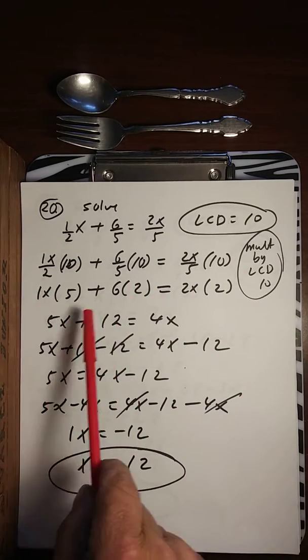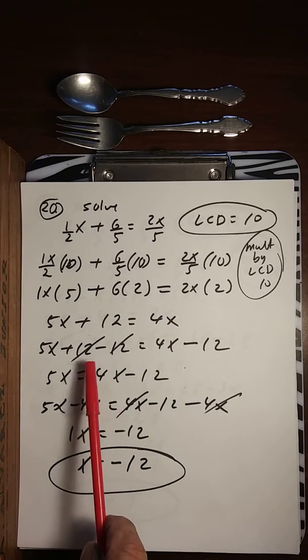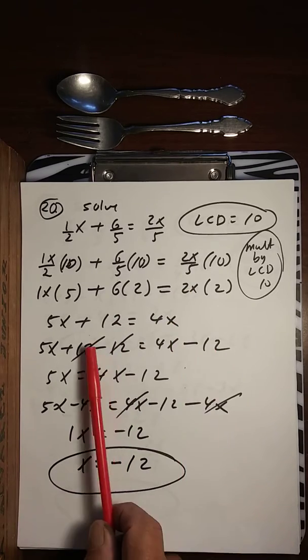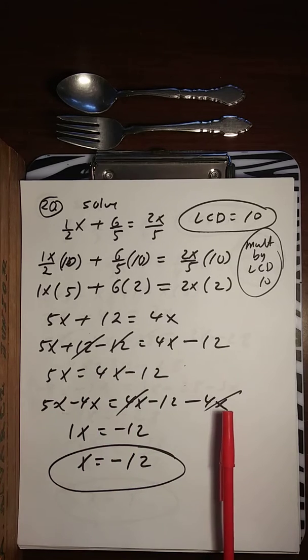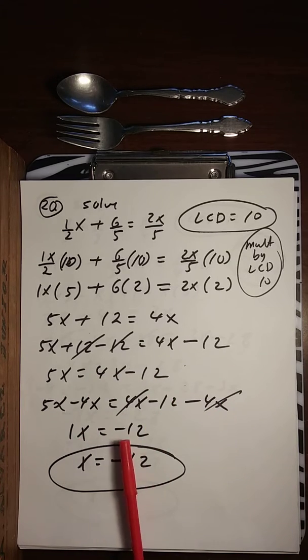So this is going to be 5x plus 12 equals 4x. Now I need to get rid of the 12. So minus 12 minus 12, these are gone. 5x equals 4x minus 12. Minus 4x minus 4x, these are gone. So 1x equals negative 12, or that's just x is negative 12.